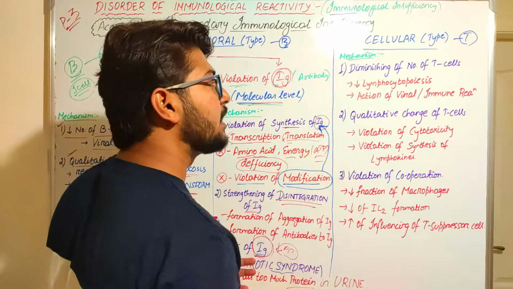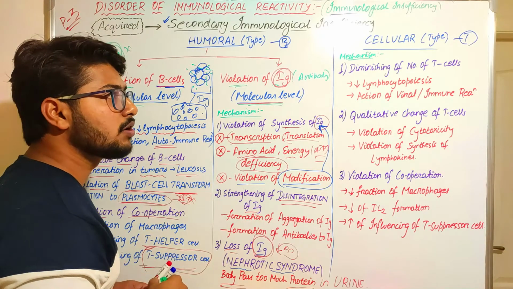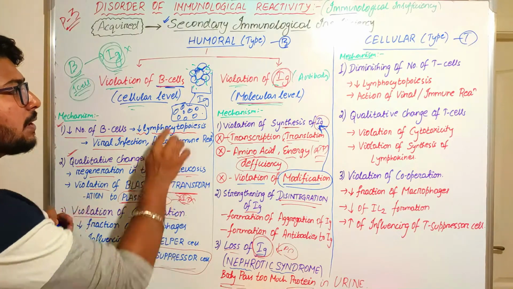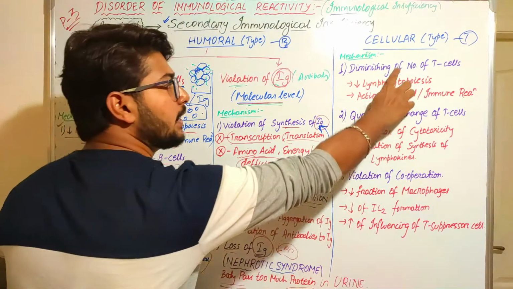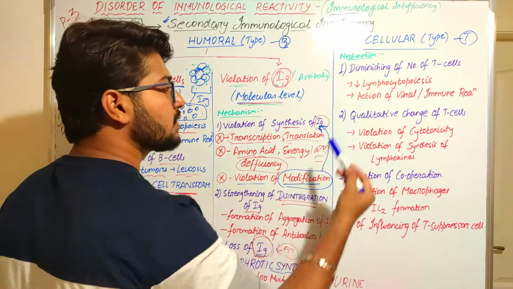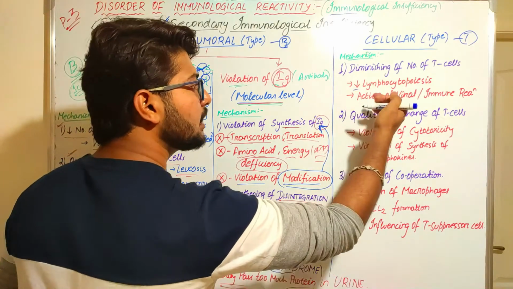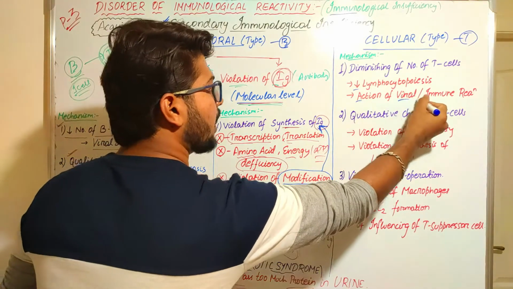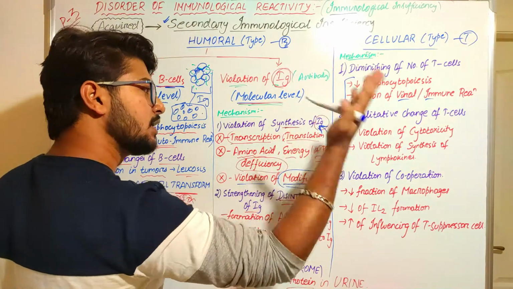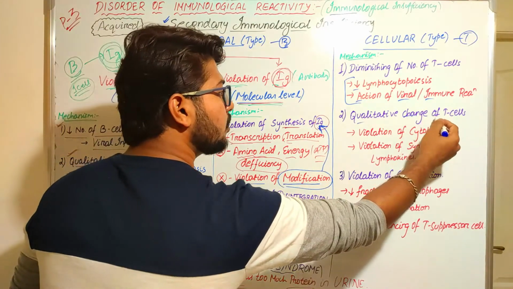Next comes the cellular type of insufficiency. In secondary cellular insufficiency, it is equivalent to the violations of B cells, because it is also a single cell type, and it is also T cells. So it is almost the same. Let's see what the mechanisms are. The first one is a diminishing in the number of T cells. If there is a decrease in lymphocytopoiesis and the action of viral or acute immunoreactions, then the number will decrease. Same as this. The second one is a quality change of the T cells.